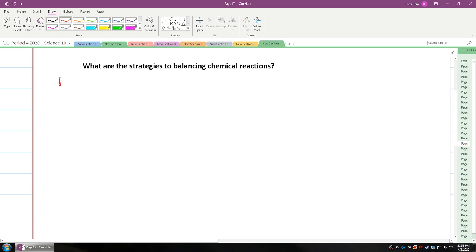So, the first strategy that we always want to do, and this is the one that is pretty much universal, is using coefficients, balance what appears once on both sides of the reaction. That means it appears once on the reactant side, it appears once on the product side.